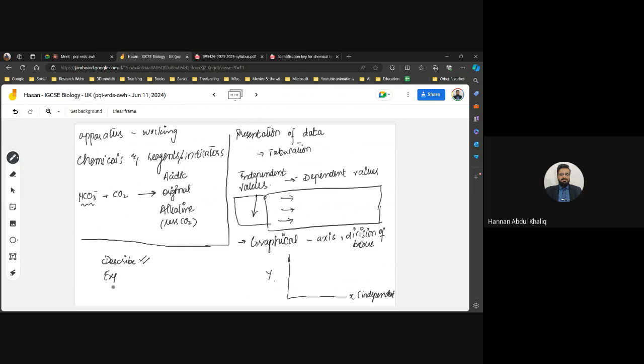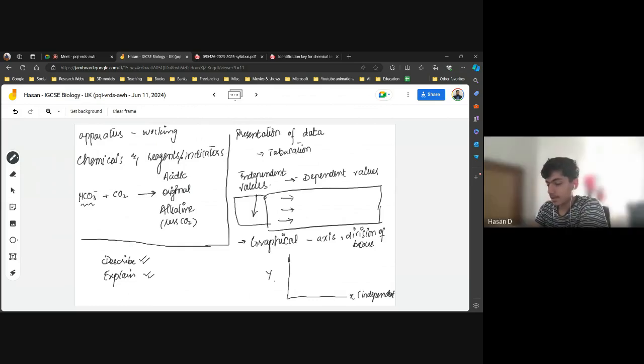And many times they would ask, explain. So obviously, when you would see the graph, you would be able to describe. And when you have described the graph, then after that, you would be explaining it on the basis of your knowledge. Understood?